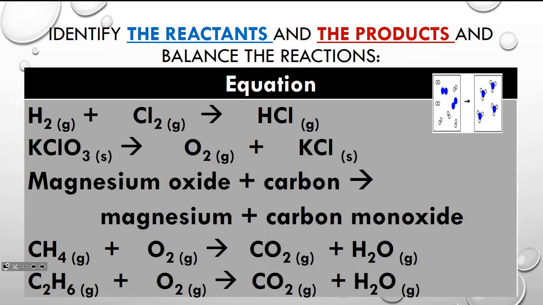On this one, KClO3 or potassium chlorate is my reactant, but oxygen and potassium chloride are my product. On this one, magnesium oxide and carbon are my reactants. Magnesium and carbon monoxide are my products. So on the bottom 2, quickly identify which are the reactants and which are the products.